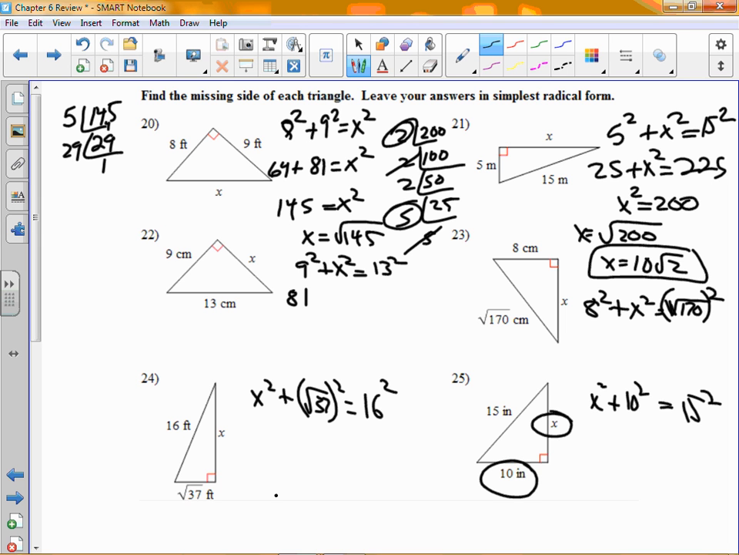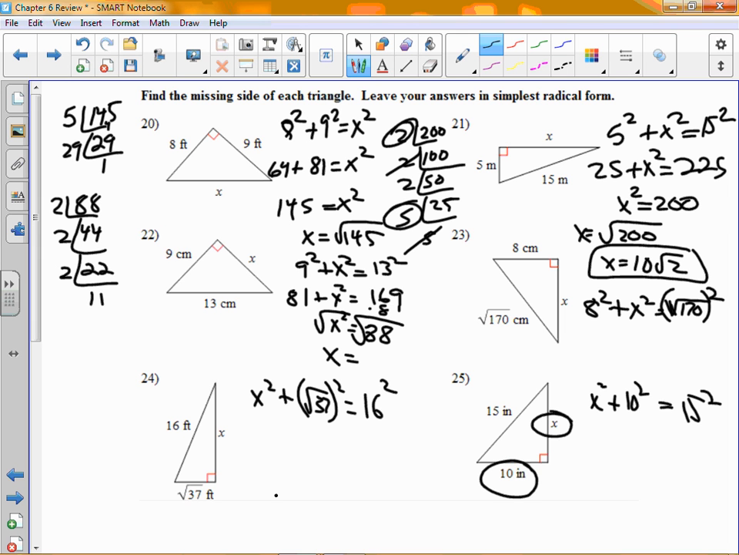81 plus x squared equals 169. So when I subtract 81 from both sides, looks like that's 88. I tried to get you to see this multiple times. X squared equals 88, so you have to take the square root of both sides. 2 goes in there 44 times, 2 goes in there 22 times, 2 goes in there 11.